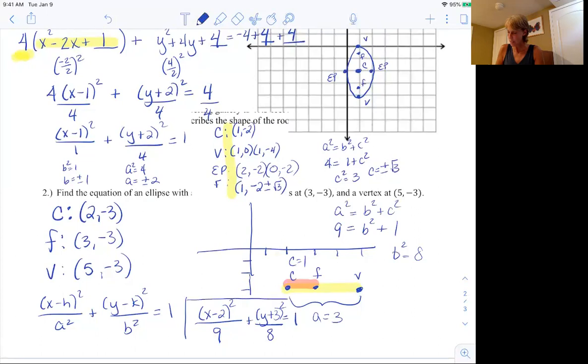I apologize if we're a little messy, but there's your finished product. There's your equation. Okay. So this kind of ends our discussion on the ellipse. Please try your practice problems, and we will see each other soon.